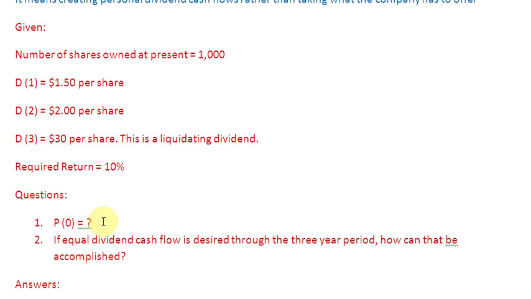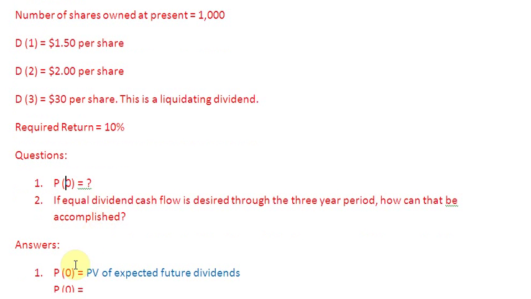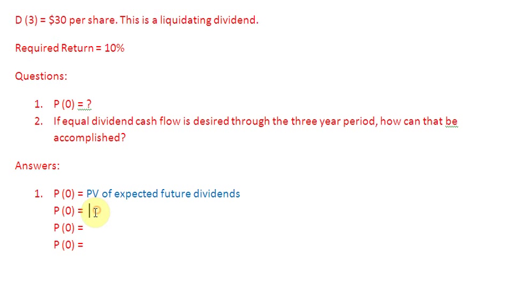stock P0. Now, we should remember from our stock valuation concepts that P0, or the current price of the stock, is simply the present value of expected future dividends. So we have been given an estimate of the expected future dividends: $1.50 at the end of the first year, $2 per share at the end of the second year, and $30 per share at the end of the third year. So if we discount this dividend stream, we are going to get an estimate of the current stock price. So let us do that here.